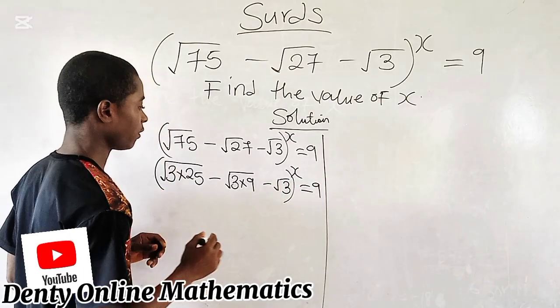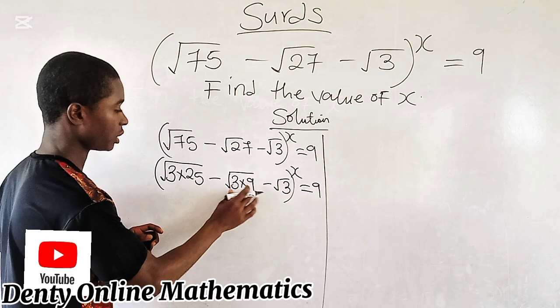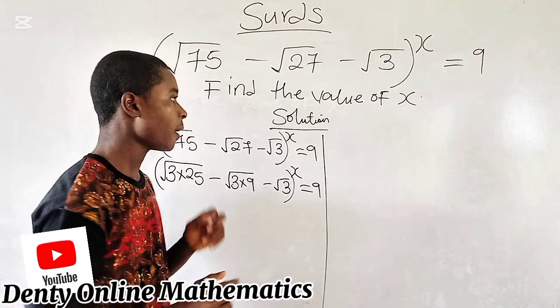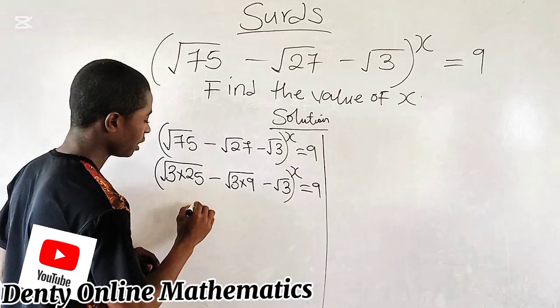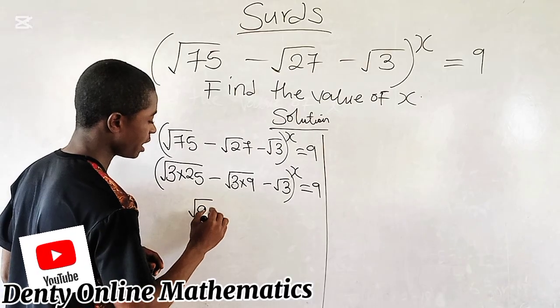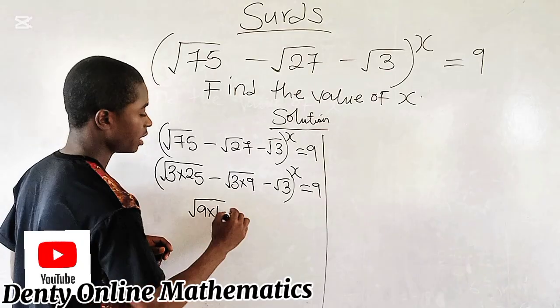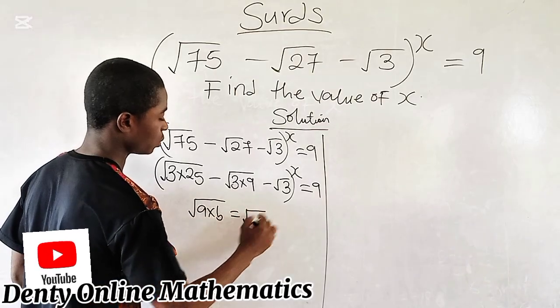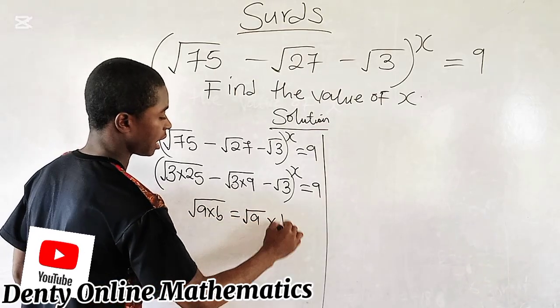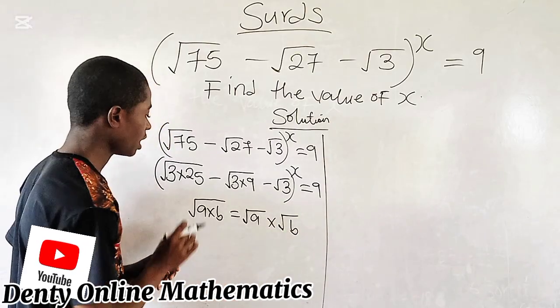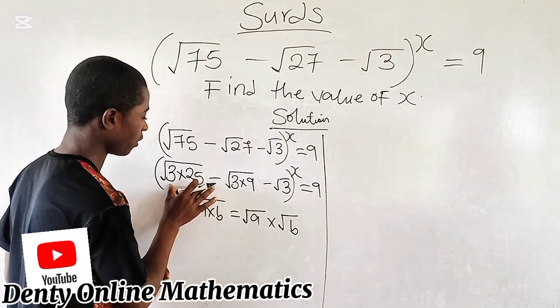Now what do you observe? We have roots, we have 3, we have 3, we have 3. Now this is what you need to know: the square root of a times b is the same thing as the square root of a times the square root of b. You get it? Now let's use this rule to evaluate this.